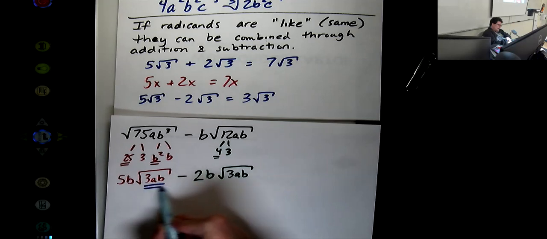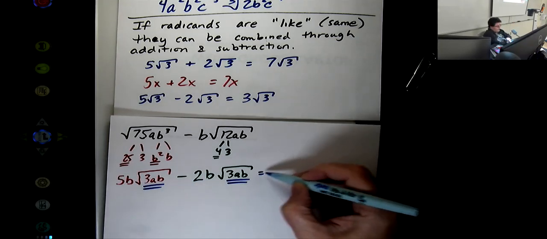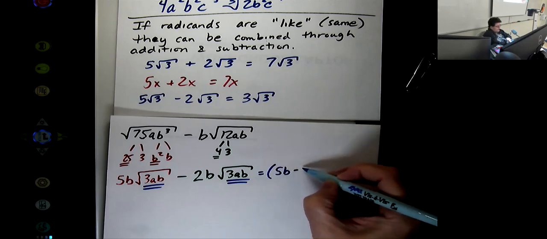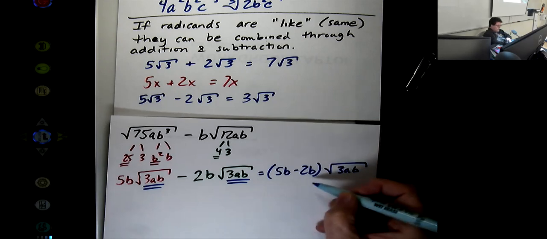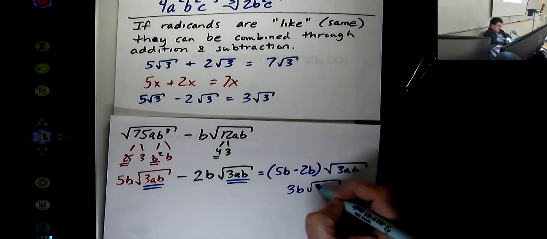And now my radicands are the same. This becomes 5b minus 2b times the square root of 3ab, which is just 3b square root of 3ab.